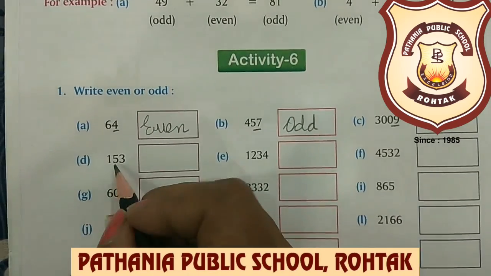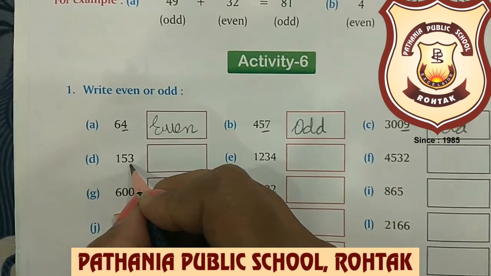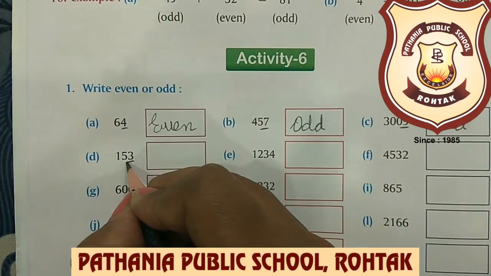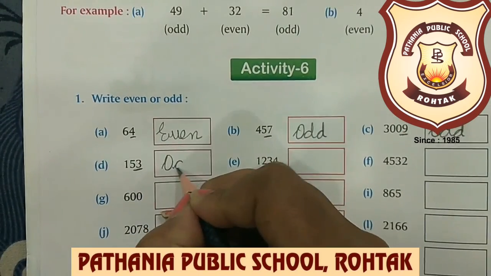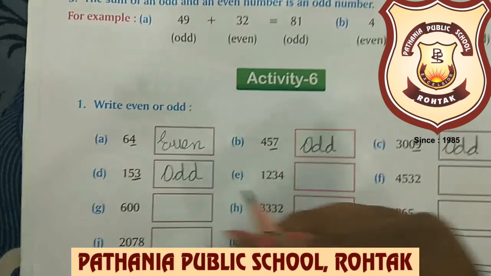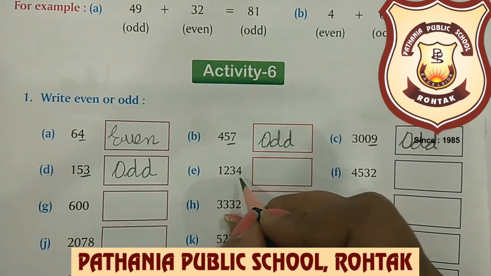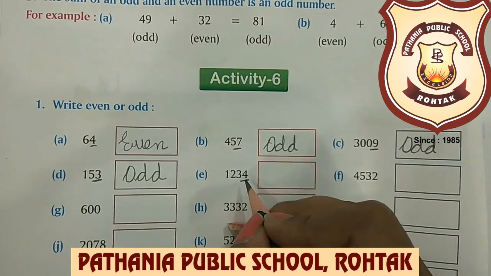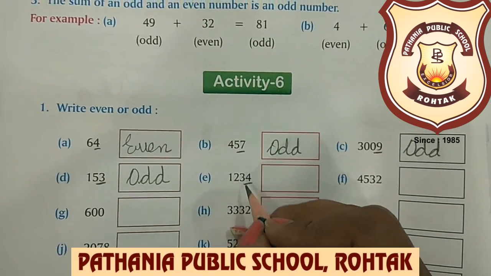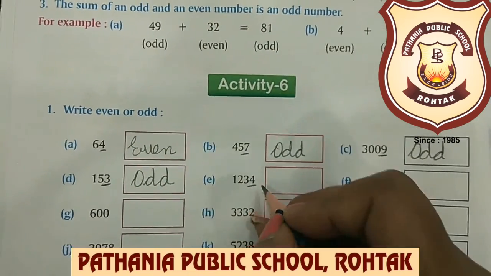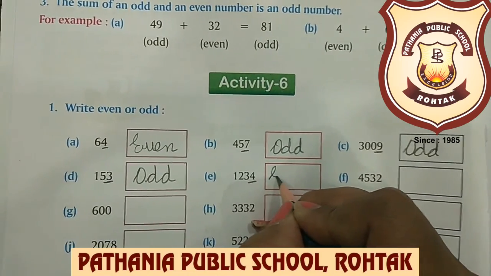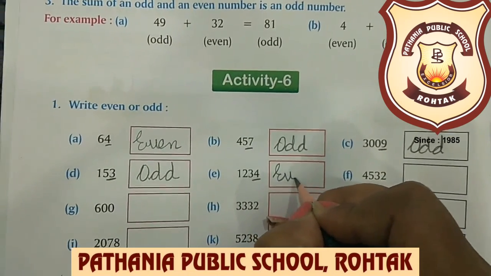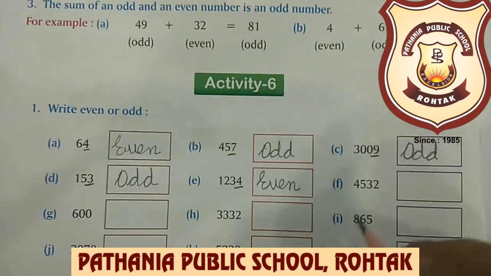Now in D part, 153. Yes, now tell me the ones place digit is 3. 153 is an odd number. Now in E part, what is the ones place digit? 4. Now check, 4 is an even digit or an odd digit? Yes, 4 is an even digit, so 1234 is an even number.